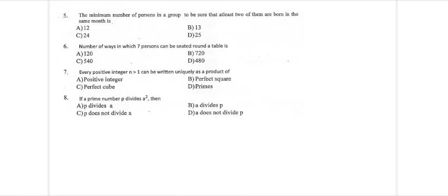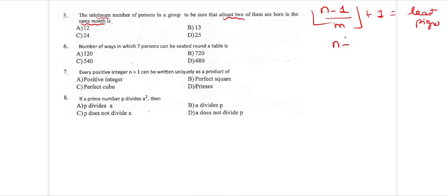Next, the minimum number of persons in a group to be sure that at least two of them are born in the same month. Again the same kind of problem. Pigeonhole, minimum number is required. The least number of pigeons is floor of (n minus 1) divided by m, plus 1. I do not know how many persons there are, and the number of months in a year is 12, so at least two of them must be in the same month. So the least number they have given us is 2.